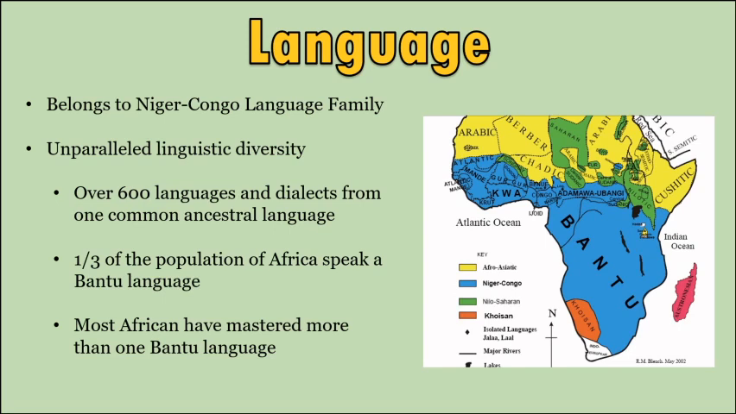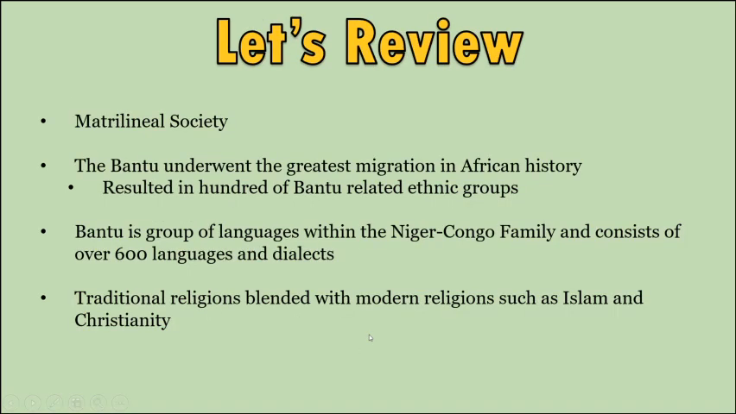1/3 of the population of Africa speaks a Bantu language, and most Africans have mastered more than one Bantu language, which is necessary. When you have such a diversity in dialects, you're going to have to be able to speak more than one. So this is a matrilineal society.